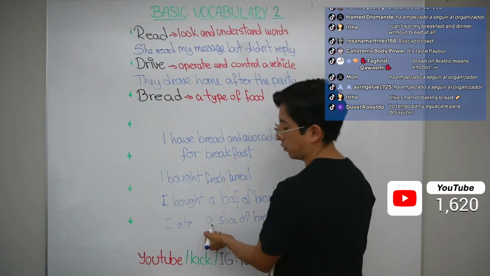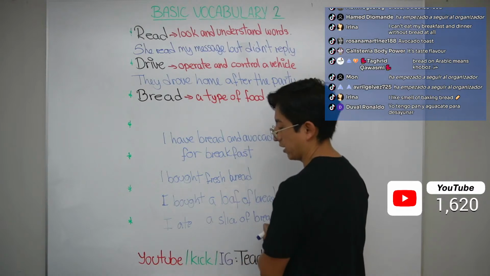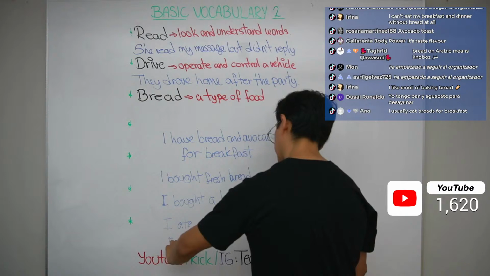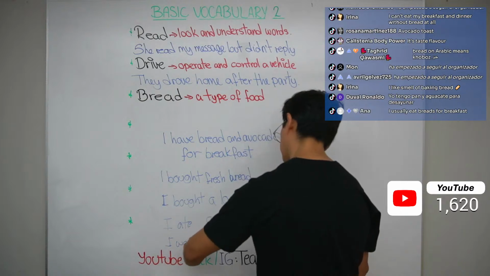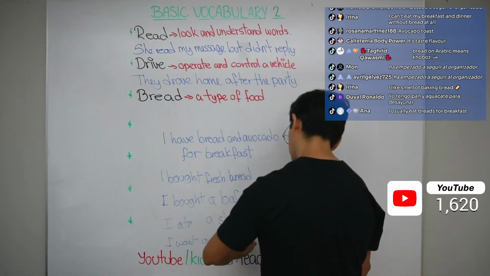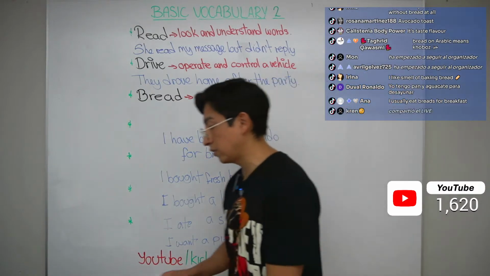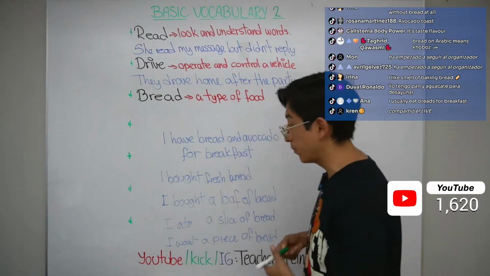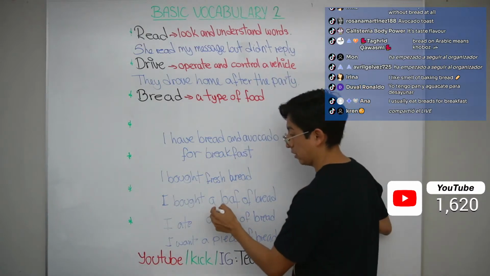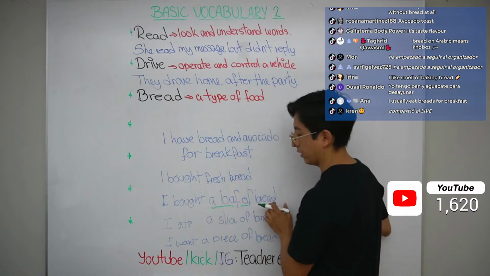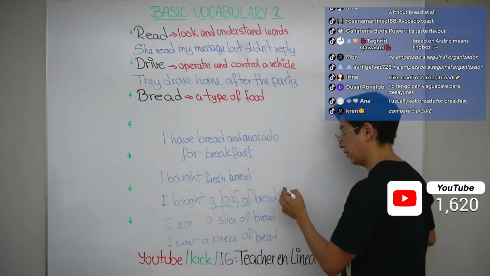If you want, you can put here two slices of bread. Okay, I want a piece of bread. Okay, so be careful with these words because this is the only way you can number bread. Okay, you can indicate a number. A loaf of bread, you know, something like this.